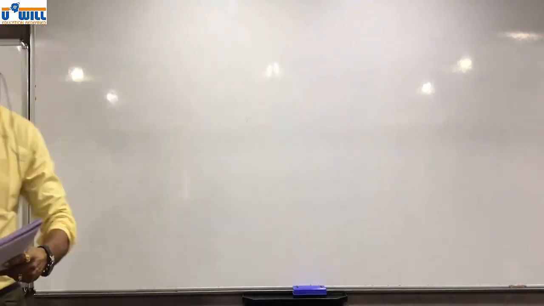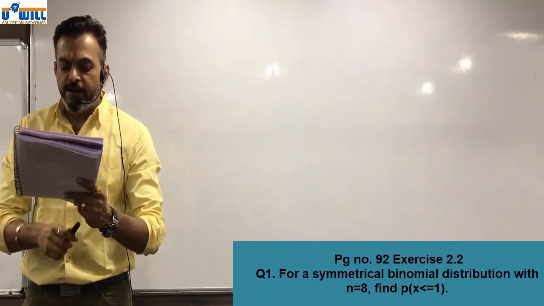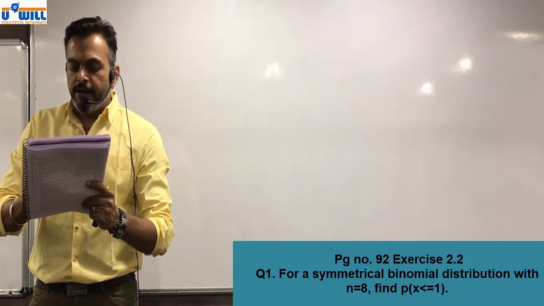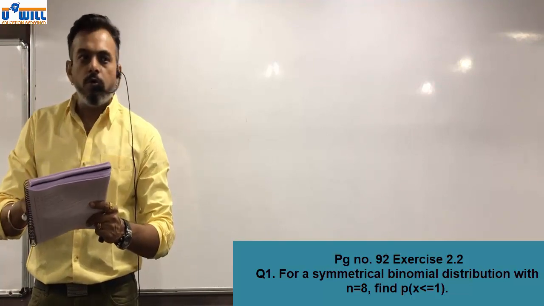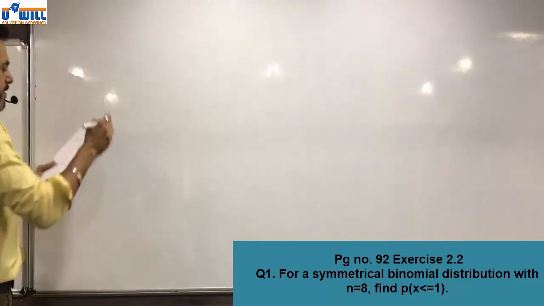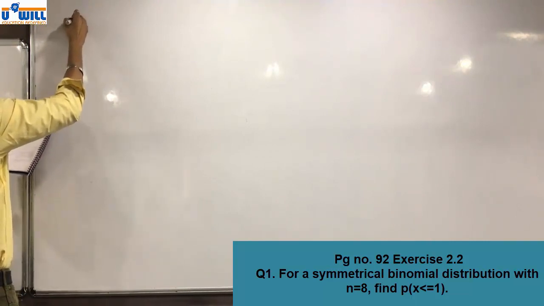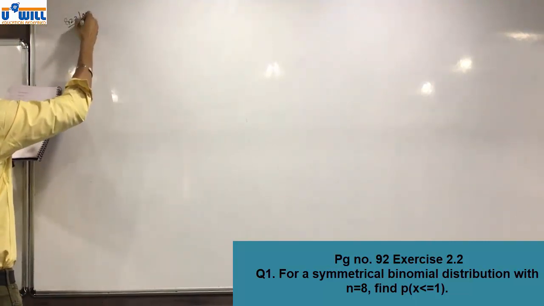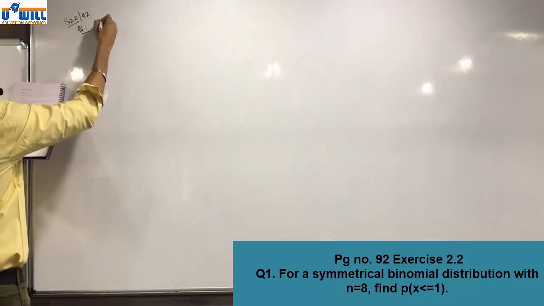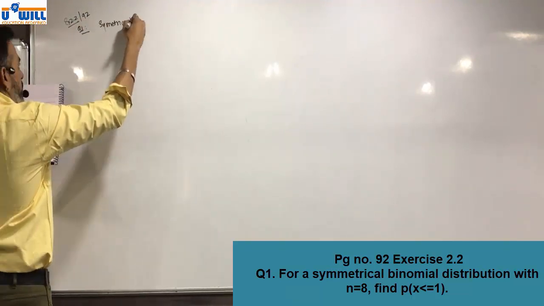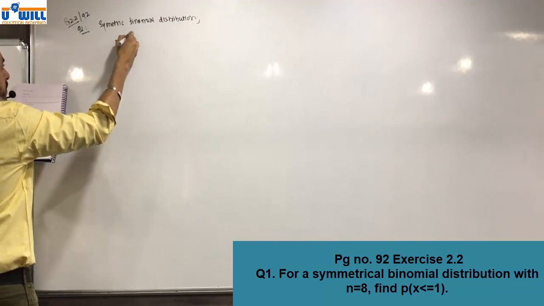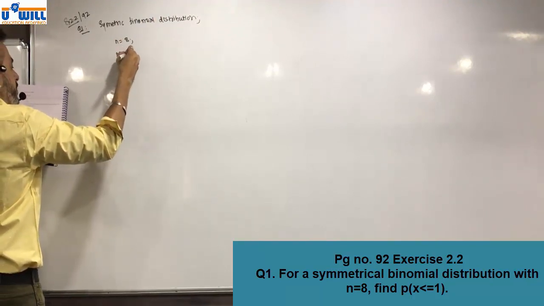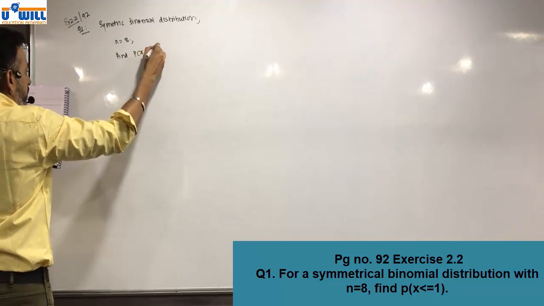Okay, now pay attention. Exercise 2.2, page number 92. First, for a symmetrical binomial distribution with n is equal to 8, find P of x less than or equal to 1. So what is given for exercise 2.2 page number 92, question 1: symmetric binomial distribution and n is equal to 8, we have to find probability of x less than or equal to 1.